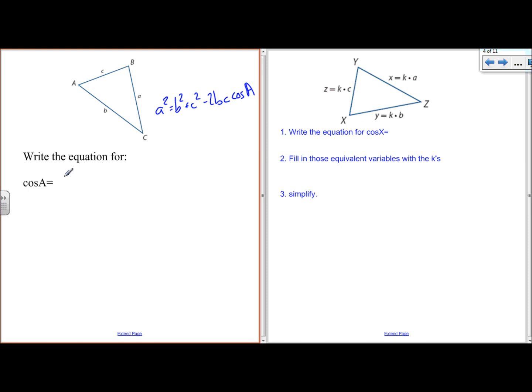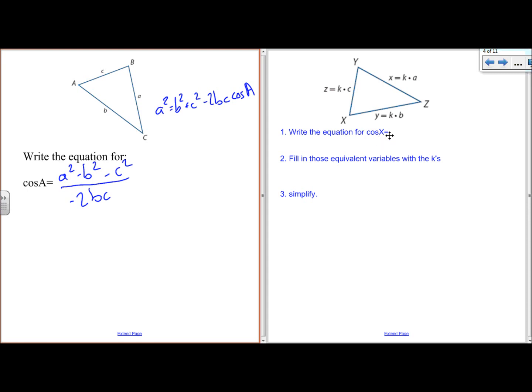Hopefully you should have gotten A squared minus B squared minus C squared all over negative 2BC, and that is the cosine of A. Also, it's a negative 2 on the bottom. So, now they gave me three sides. If they give me three sides, I better make sure that the three angles that correspond are also congruent and the three sides have a common scale factor. So here's our setup. I notice that Z equals KC, X equals KA, and Y equals KB if it were similar.